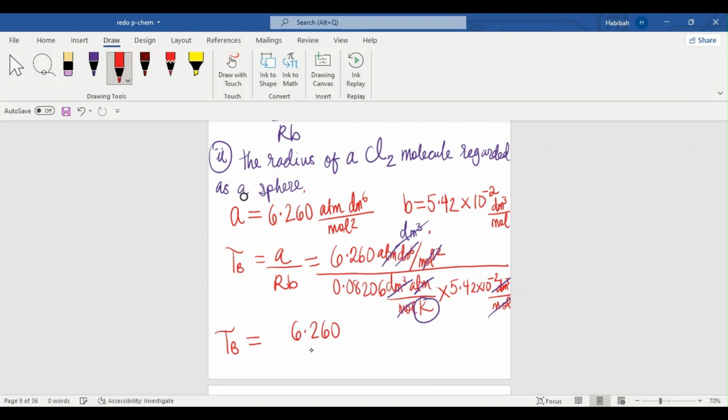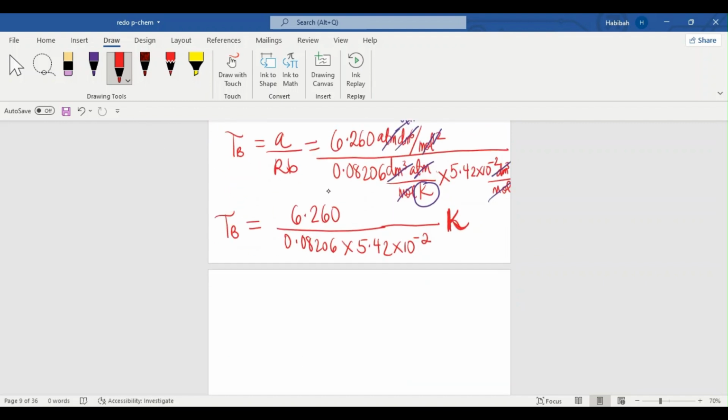6.260 divided by all of this information down here, because I've successfully removed all of the units. So that will be divided by 0.08206 times 5.42 times 10 to the power of negative 2. And of course, this Kelvin will come up from the denominator. So when you input the numerical values, 6.260 divided by 0.08206 times 5.42 times 10 to the power negative 2, TB is simply going to be 14.0748 times 10 to the power of 2 Kelvin.